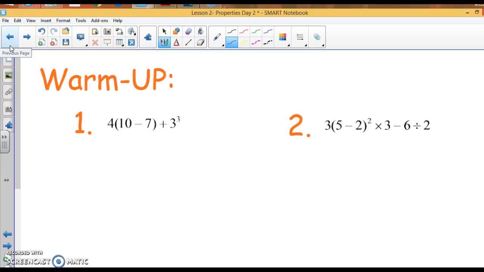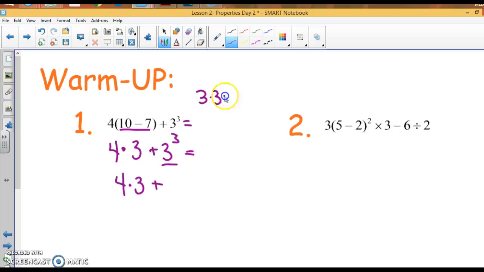All right, here's a warm-up with order of operations. We are going to follow: Please excuse my dear Aunt Sally. So let's do what's in parentheses first. So bring down this 4. It's right next to it. That means 4 times 7. 10 minus 7 is 3. Bring down plus 3 cubed. Excuse is next, so exponent. So 4 times 3 plus 3 cubed means 3 times 3 times 3. 3 times 3 is 9, times 3 is 27. My dear, I multiplied, so I get 12 plus 27, and then I add 39.